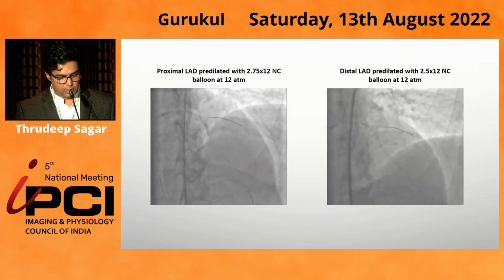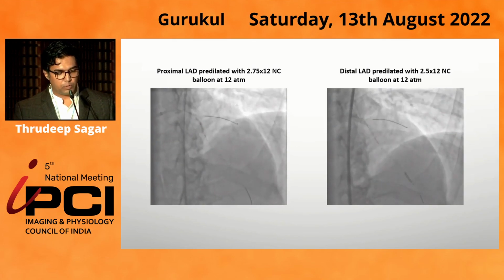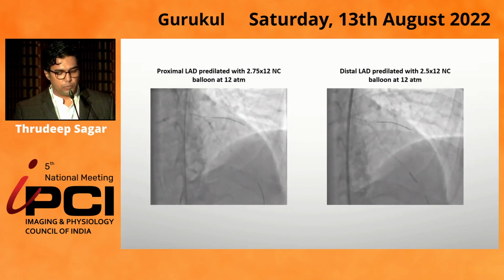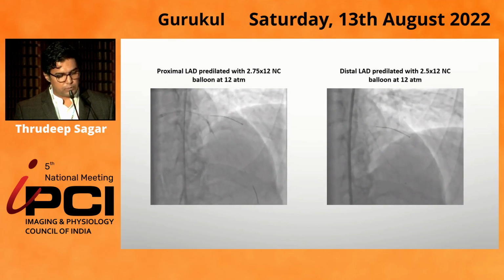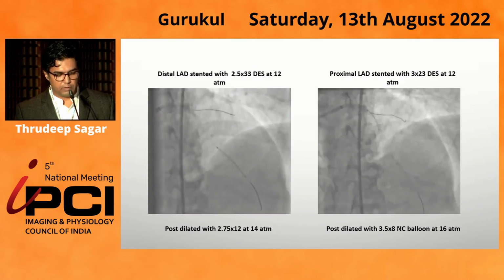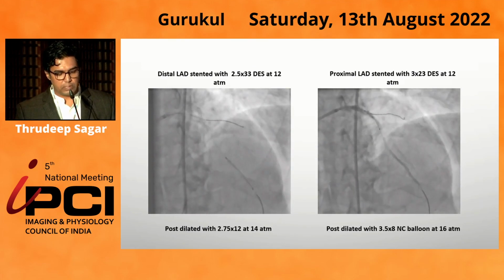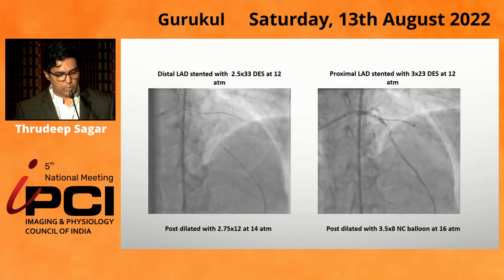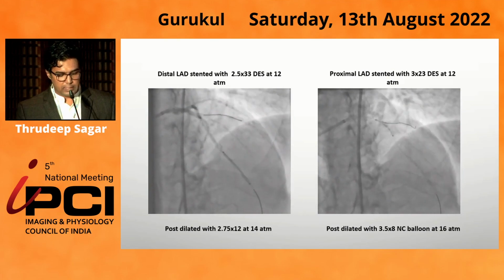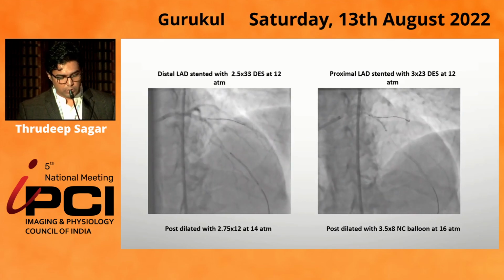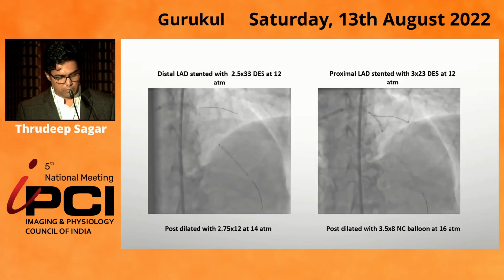So again, on that basis, we went ahead for angioplasty to the distal LAD as well as the proximal LAD. Initially, we pre-dilated the proximal LAD with a 2.75 by 12 NC balloon, and the distal LAD with a 2.5 by 12 NC balloon at 12 atmospheres. Following a short angiogram, we extended the distal LAD with a 2.5 by 33 DES at 12 atmospheres and the proximal with a 3 by 23, and post-dilated with a 2.75 by 12 NC balloon at 12 atmospheres in the distal LAD and a 3.5 by 8 NC balloon at 16 atmospheres in the proximal LAD.